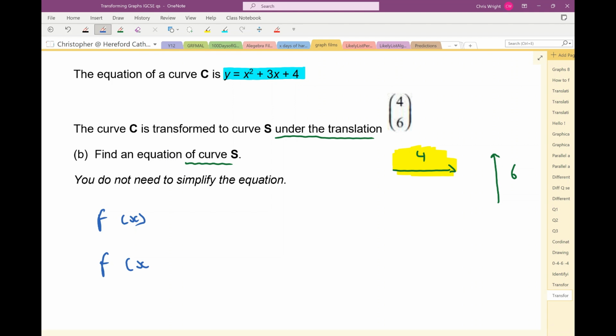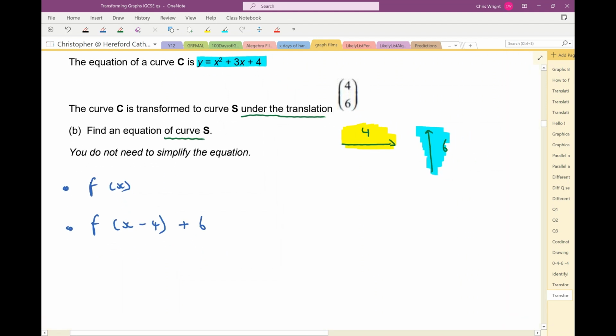It's moved positive 4, so it will require an x minus 4 in the bracket. Now, what about moving the curve up by 6? Well, that's a change in the y direction, so the change will happen outside the bracket, the correct way. So what I'm dealing with now is instead of f of x, I'm dealing with f of x minus 4 plus 6.